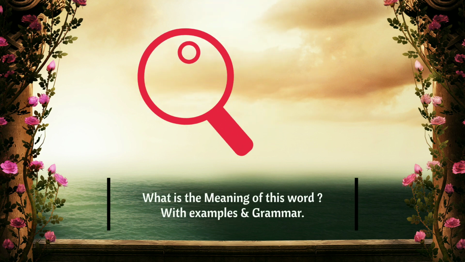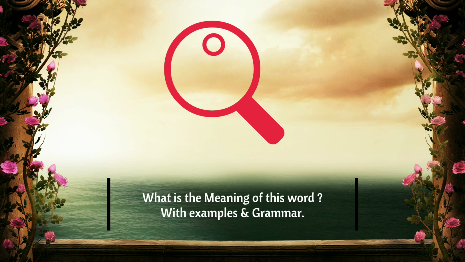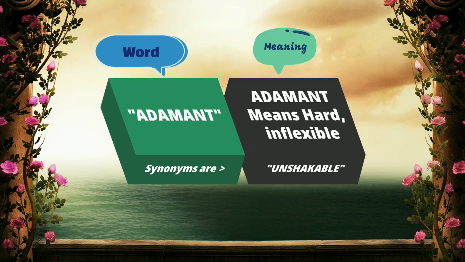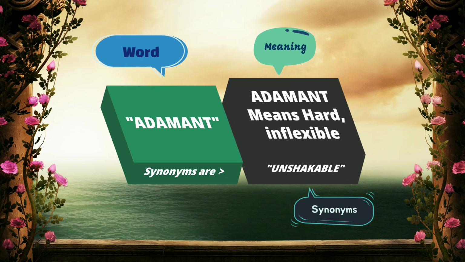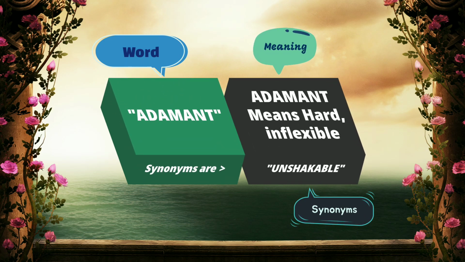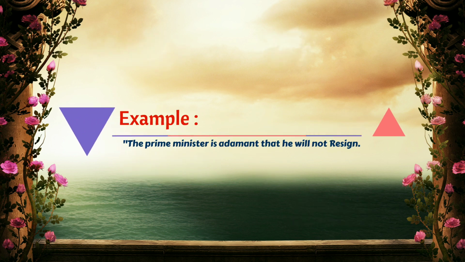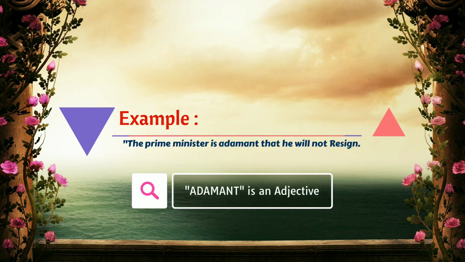Today we're going to look at the meaning of this word and an example with grammar. The word is adamant. Adamant means hard and flexible. Synonyms of adamant are unshakable, immovable. Example: the Prime Minister is adamant that he will not resign. The Prime Minister is adamant that he will not resign.